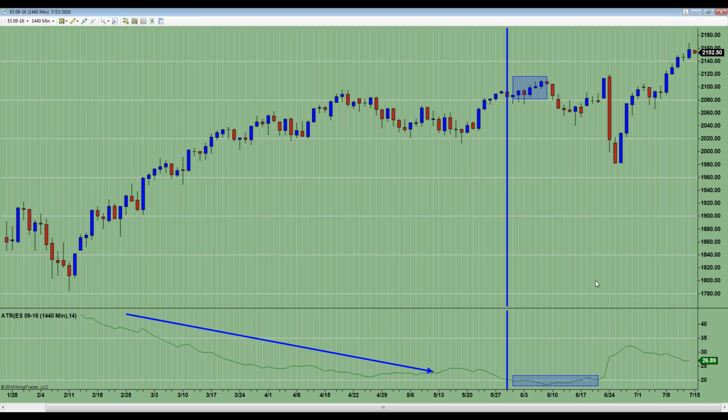Look at these days right here. They're tiny. There's no movement. It's hard to even scalp inside of there. See them? Look how tiny that candle is.